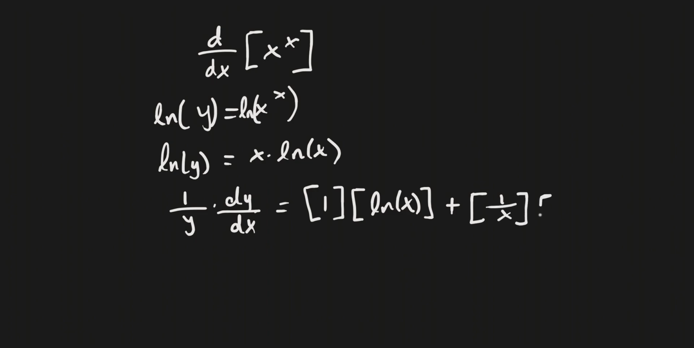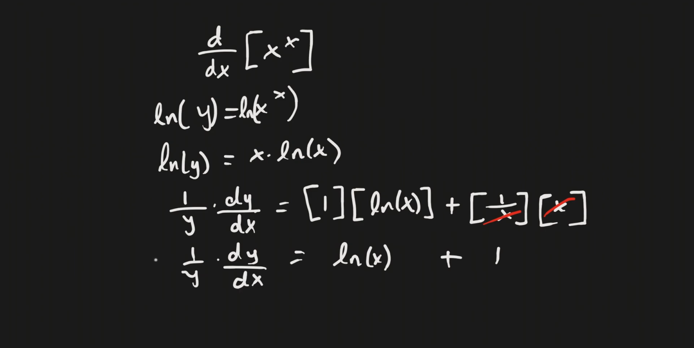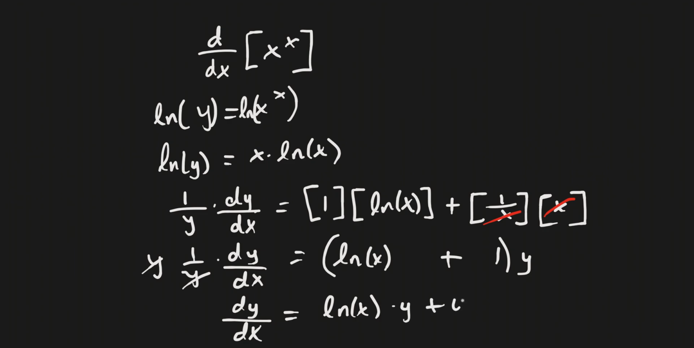We don't need to add a dx by dx, that's unnecessary, and this is just going to be x. What's going to happen here? Well, the x's are going to nicely cancel, making this 1 plus the natural log of x. This is equal to 1 over y times dy by dx. We can multiply both sides by y, so this cancels. Dy by dx ends up equaling the natural log of x times y plus y.